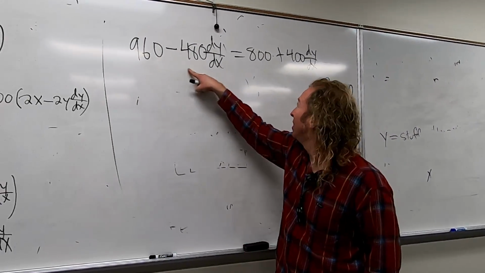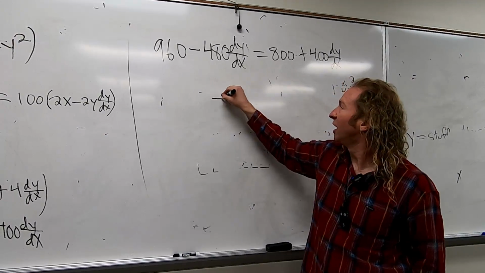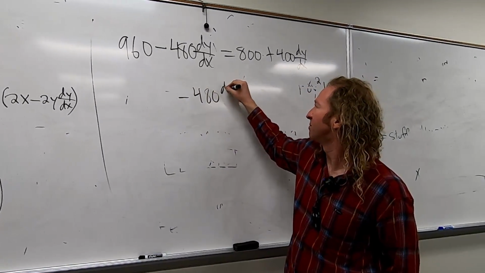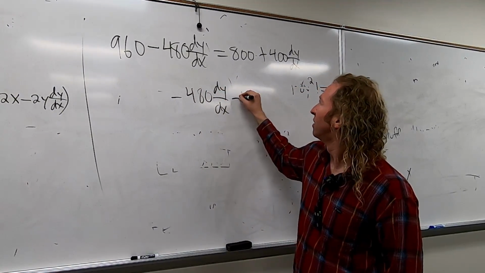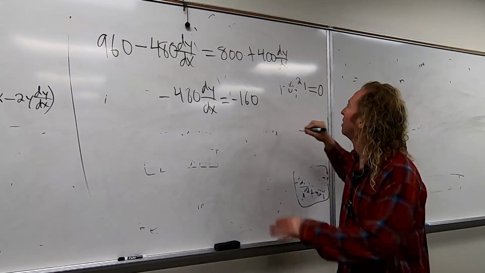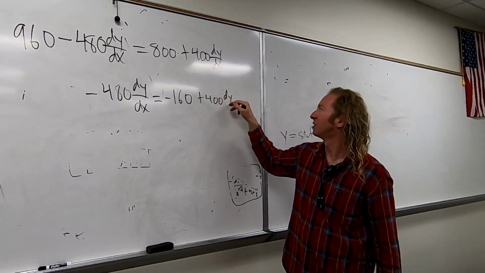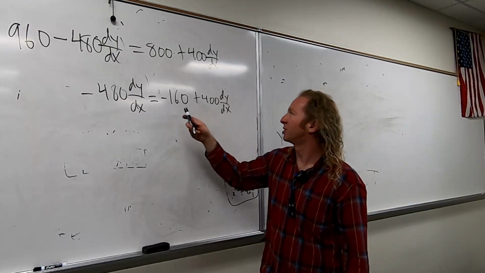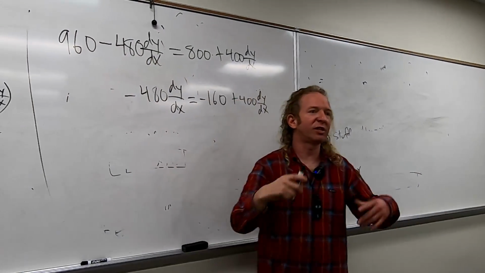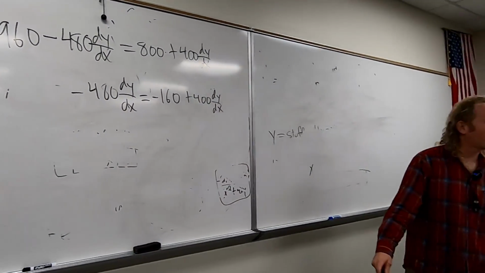Subtract the 960. So we get negative 480. I'm going to baby steps. I'm going to show some extra work here. So it'll be negative 160 plus 400 dy dx, showing lots of extra steps. All I did was subtract the 960 in this step. I could have done 2 steps at once, but I don't know. It's getting kind of nasty.